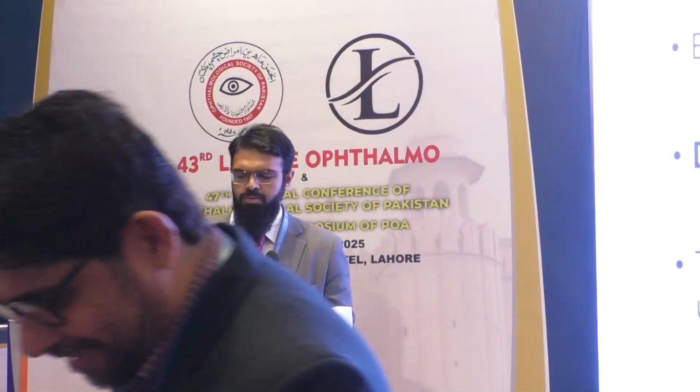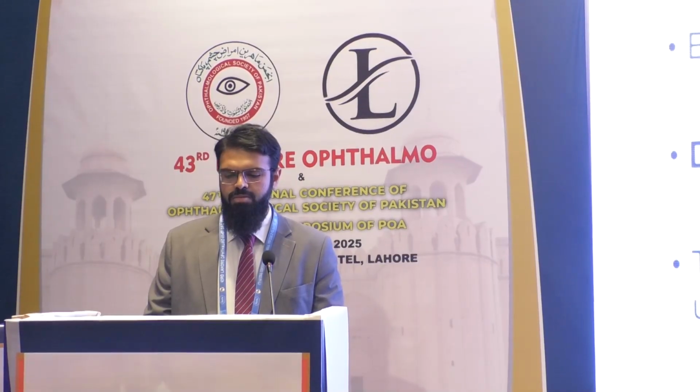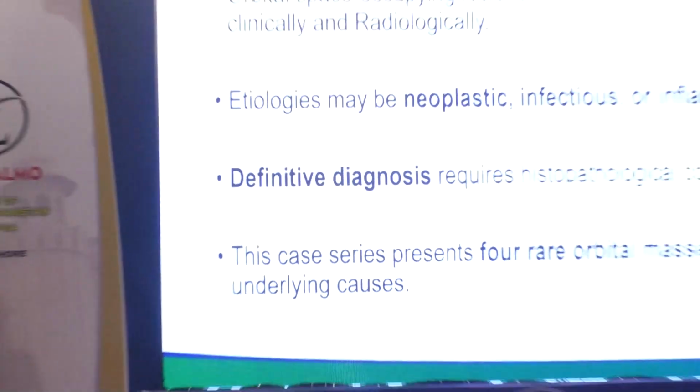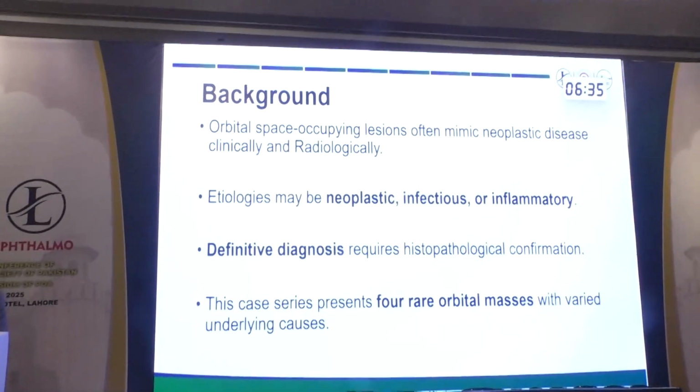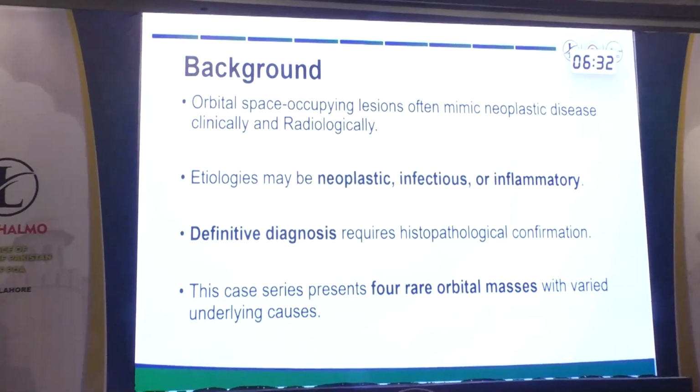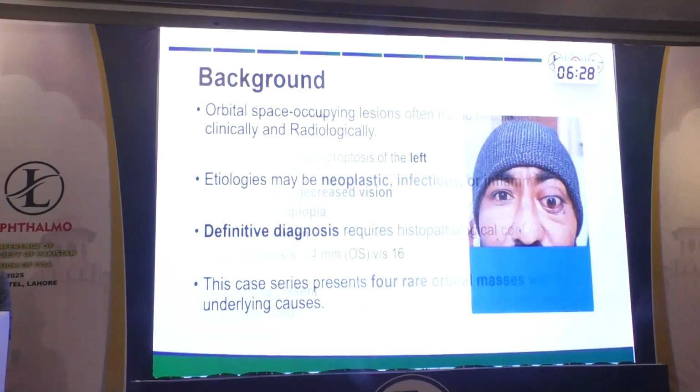Gentlemen, today my topic is rare orbital masses mimicking the neoplastic lesion. Myself, Dr. Adnan Abdul Majid, consultant ophthalmologist at SIUS Hyderabad. So the background is orbital space occupying lesions often mimic the neoplastic disease clinically or radiologically, and etiology may differ from neoplastic, infectious or inflammatory. A definitive diagnosis obviously needs a histopathological confirmation. Today, I would like to present a case series of 4 orbital masses which were mimicking a neoplastic lesion, but later on found to have a different etiology.